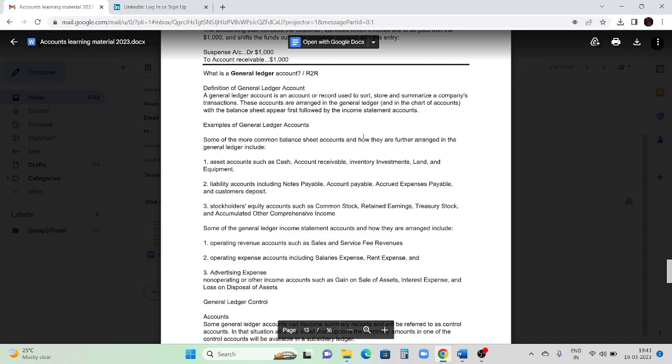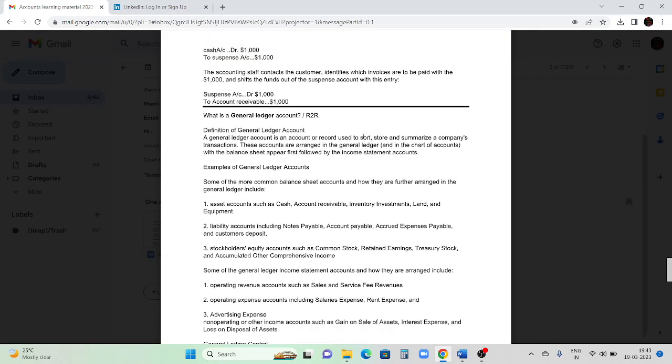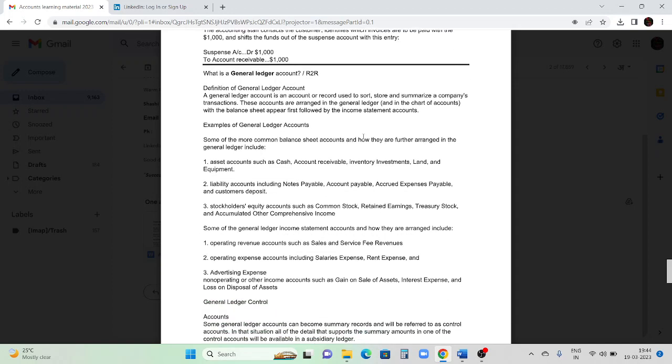Definition of general ledger. A general ledger account is an account or record used to sort, store, and summarize a company's transactions. These accounts are arranged in the general ledger with the balance sheet appearing first, followed by the income statement accounts. Examples: some of the more common balance sheet accounts and how they are further arranged in the general ledger are asset accounts such as cash, AR, inventory, investments, land and equipment.